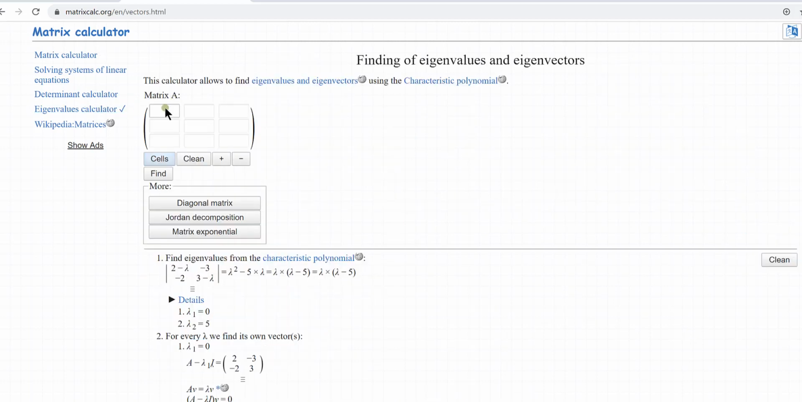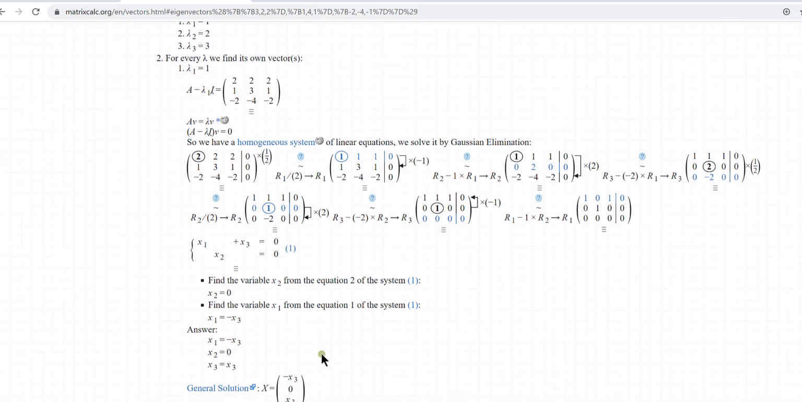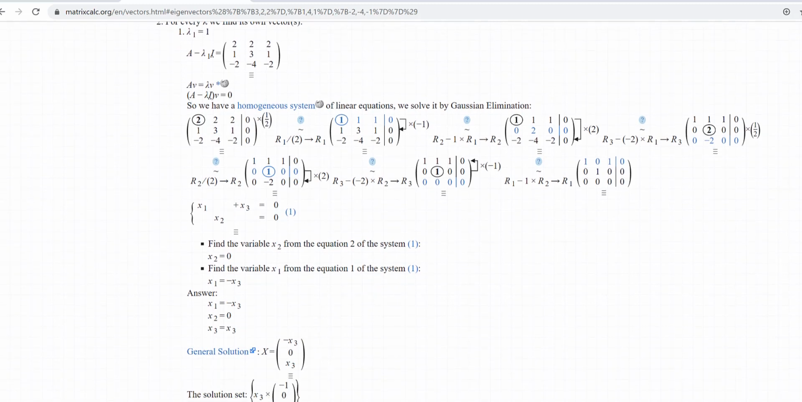We'll enter in our 3x3 matrix, where the first row has the entries 3, 2, 2, the second row has the entries 1, 4, 1, and the third row has the entries -2, -4, and -1. And I'll click find to find those eigenvalues and eigenvectors. So in this case we see we've got the eigenvalues 1, 2, 3, and each one of those has its corresponding eigenvectors that we can pick.